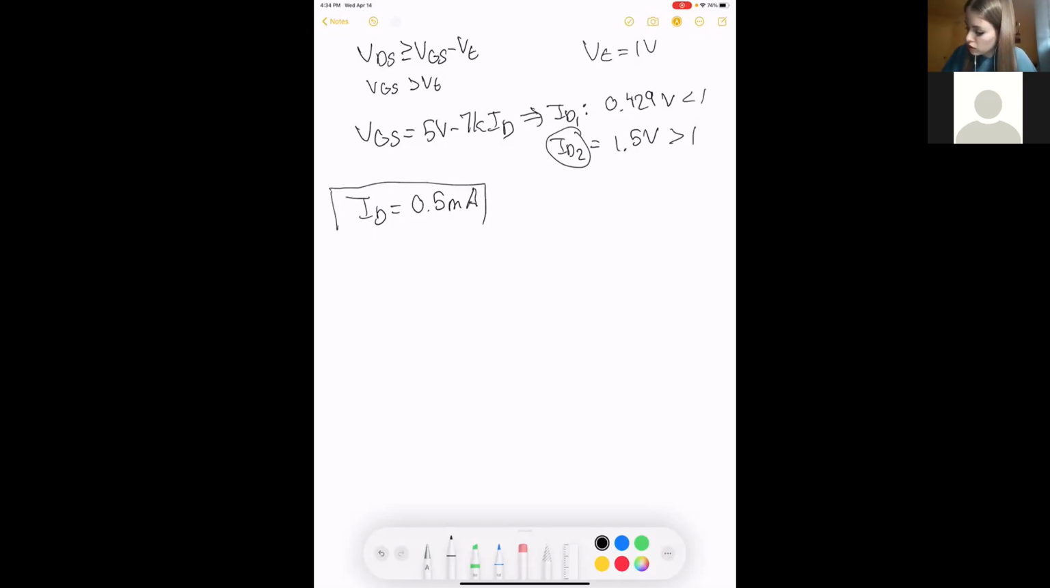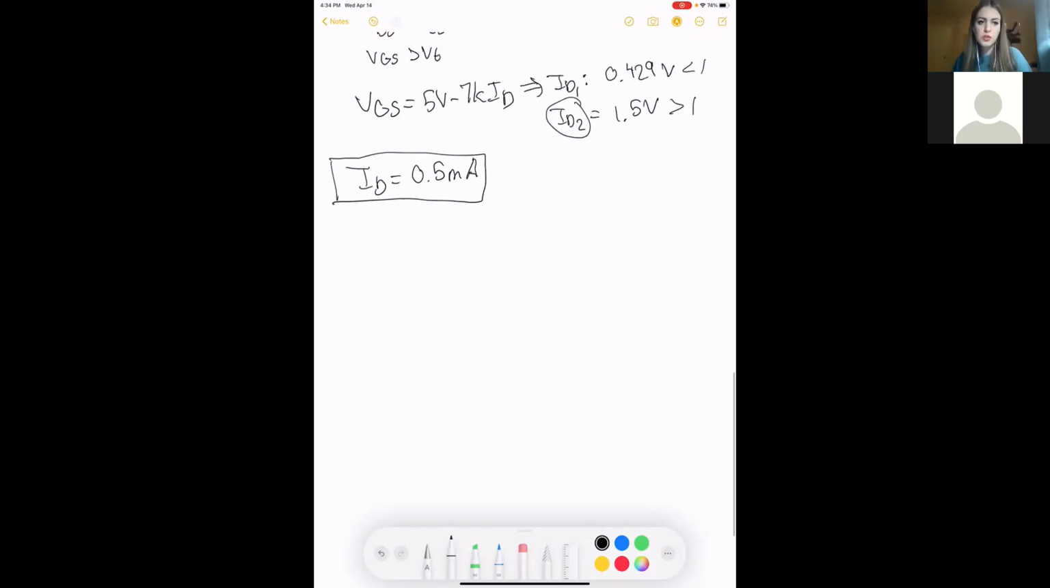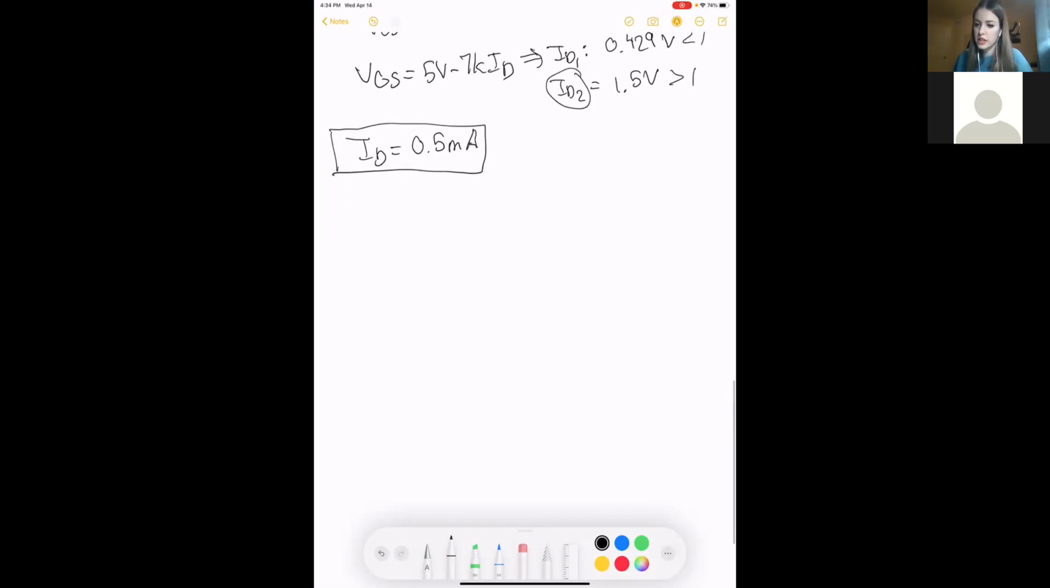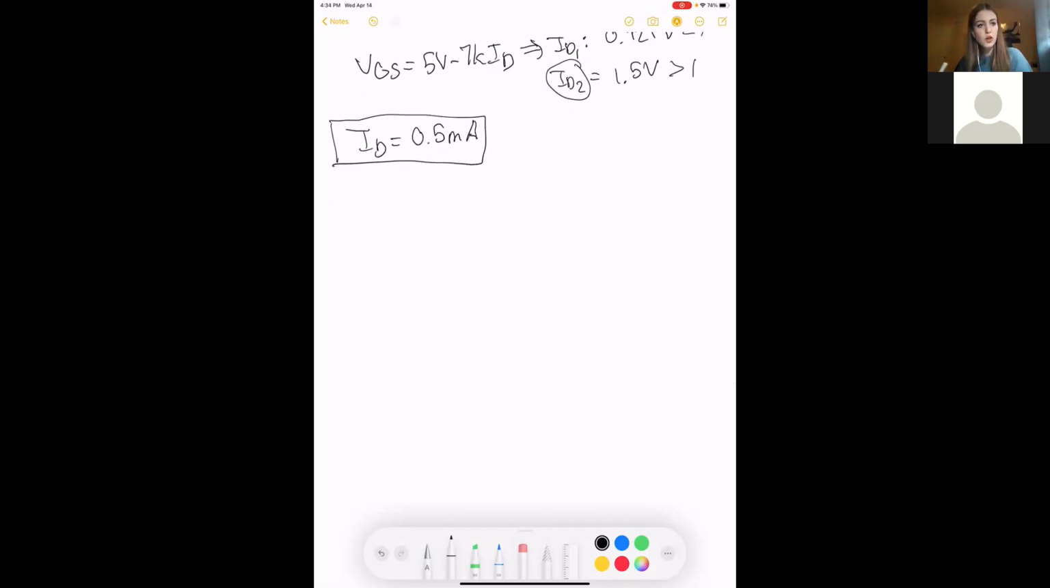You want to circle, I'm assuming you guys have a written exam that you scan in. It's a good idea, if you have time, when you get one of your answers, circle it. Make it easier for the prof, and make it easier for yourself to check your work as well.